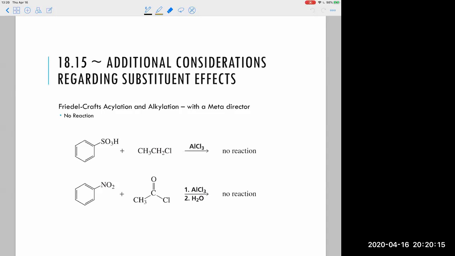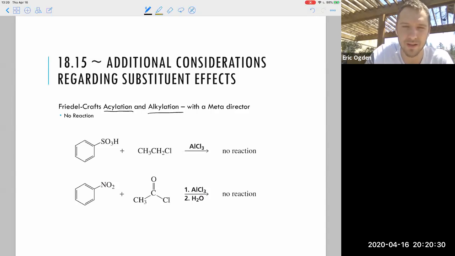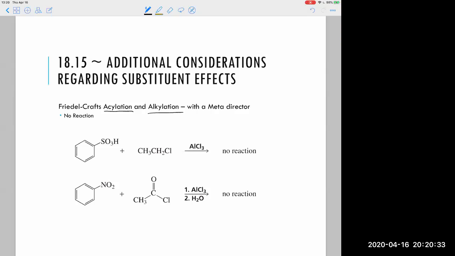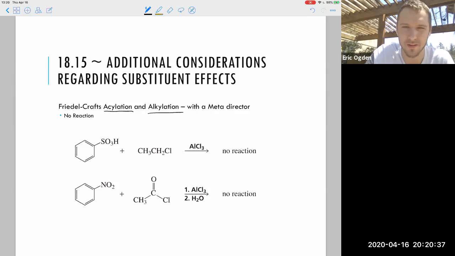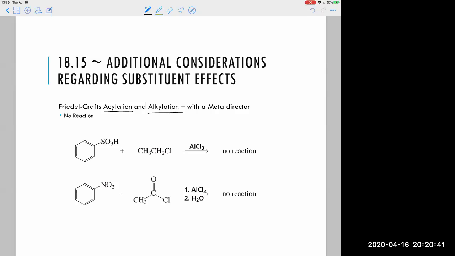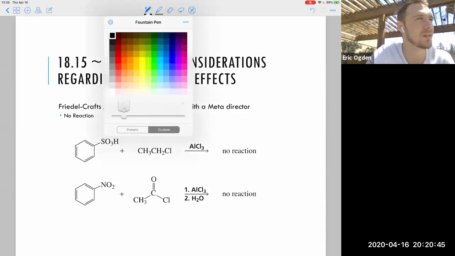Another exception has to do with these Friedel-Crafts reactions, right? So these were these acylation and alkylation reactions where you had aluminum chloride. What was the aluminum chloride doing for us? It helped generate the electrophile. Yeah, and what specifically was it doing? It would bond to the chlorine and chop it. Yeah, it would take it away. Absolutely, right?